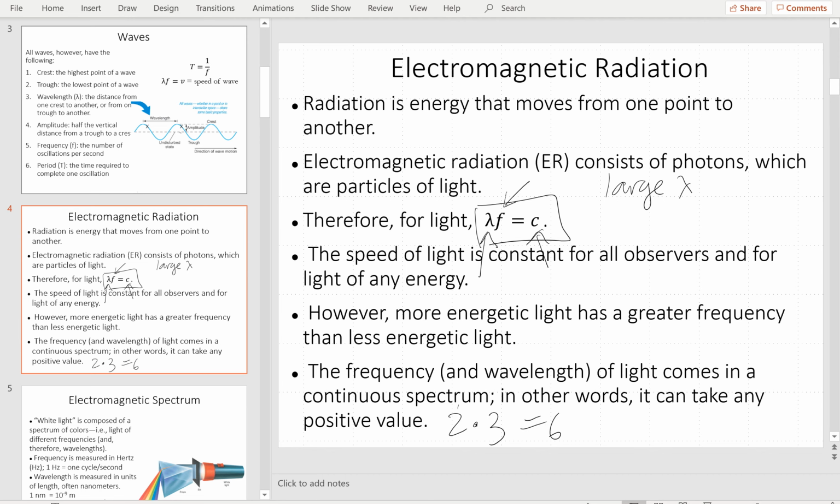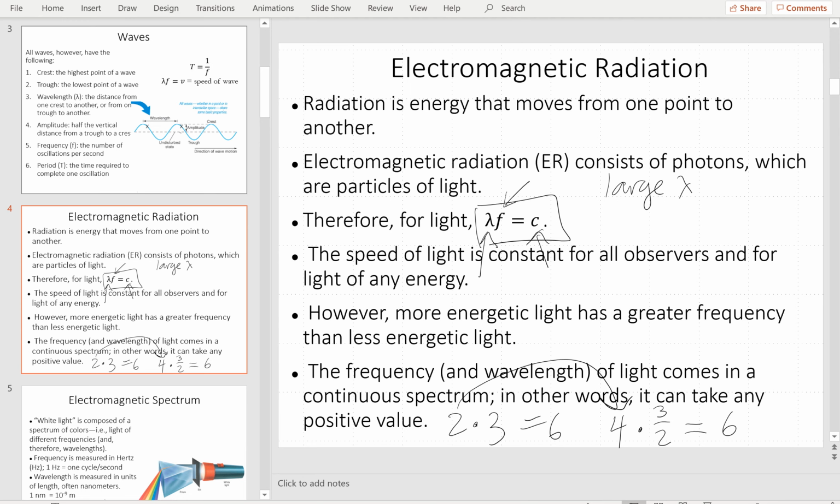If I increase 2 so that it's equal to 4, let's say that corresponds to the wavelength, then what happens to the second number? Clearly it has to decrease. If I keep it at 3, this is incorrect. 4 times 3 is not 6. So I have to multiply it by 3 halves. So 4 times 3 halves is 6.